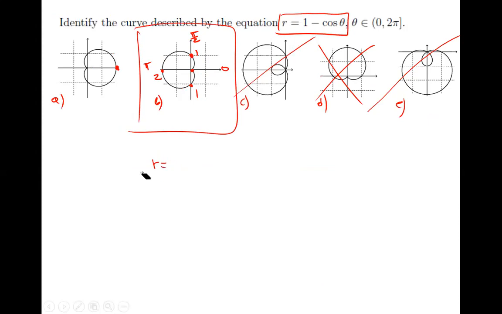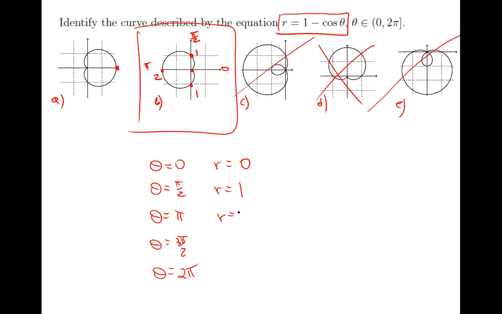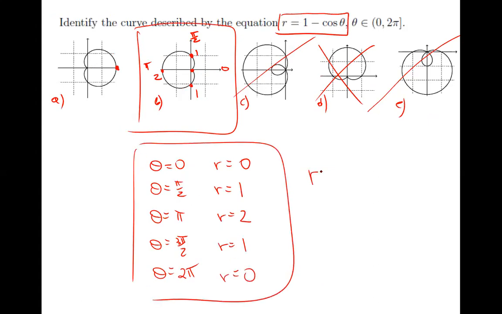You probably know, if theta is 0, the radius is 0. If theta is pi over 2, pi, 3 pi over 2, and 2 pi: 1, 2, 1, and again 0. Of course, that is everything for this equation. We can only check the main angles: 0, 90, 180, 270, 360, of course. Okay, good.